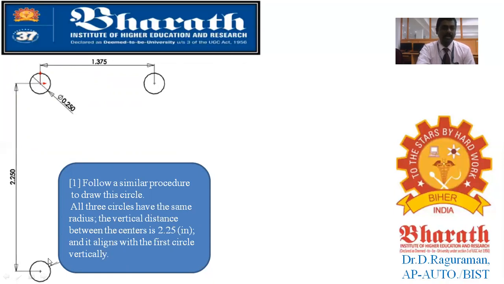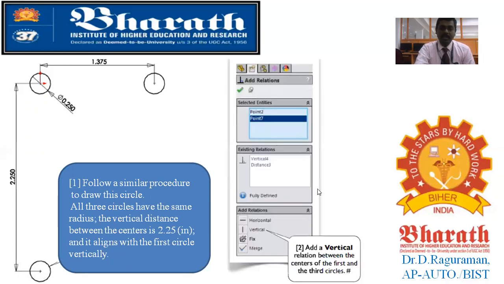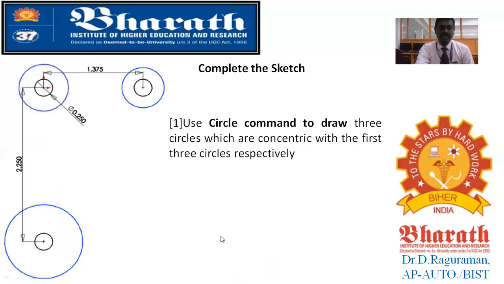So this is the straight circle. You will be following a similar procedure to draw the third circle also. Now you will be having the vertical relation. Previously you had given a horizontal relation. Now this center is making a vertical relation. Its diameter is known and its center distance is 2.25 inch. This is given in your initial drawing, and only then you started to do this SolidWorks modeling. So now you are adding a vertical relation between the centers of the first and the third circle. That's what you added for the third circle.